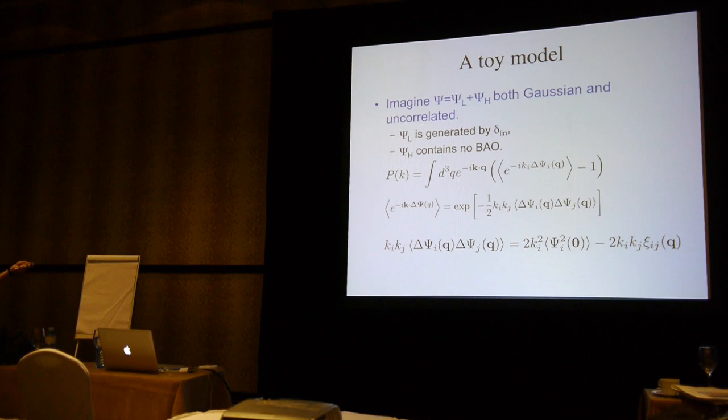And I'm going to assume that the low frequency shifts are all generated by linear theory, and that the high frequency piece is just noise. It doesn't contain any BAO features. It's all that stuff I'm trying to get rid of. Then I can write down the power spectrum here, and it looks like this. We've seen this expression before. And so I need to take this expectation value. Because everything's Gaussian, this expectation value is just given by the exponential of the two-point function. And this two-point function I can just write out in terms of a zero lag piece and a piece that depends on separation. So we've been through this.